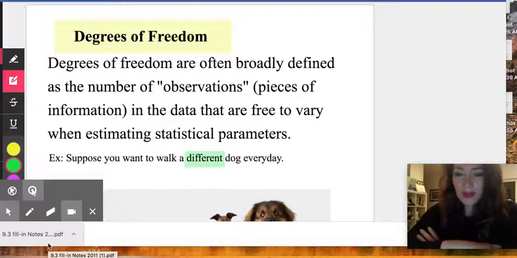Hi, I want to talk about degrees of freedom. This is something that is not easily understood, but I want to try to explain it as best as I can with an example. So, what are degrees of freedom?